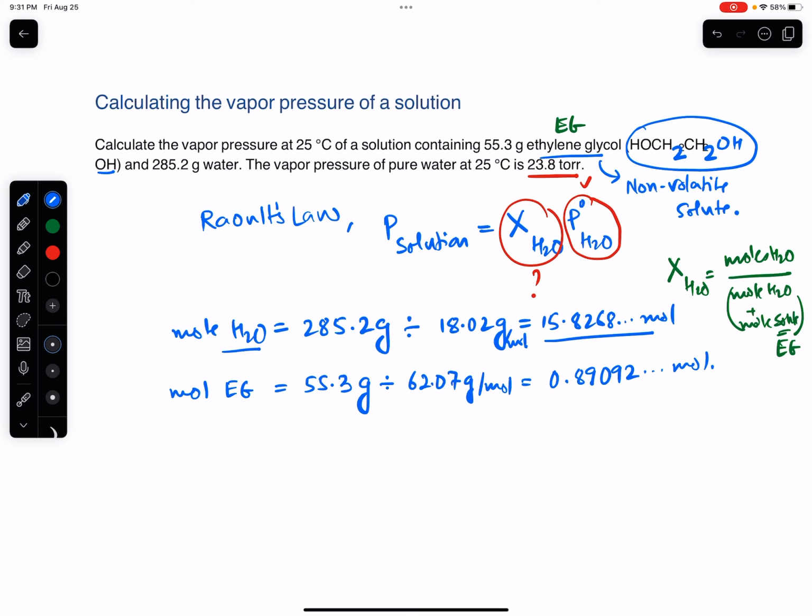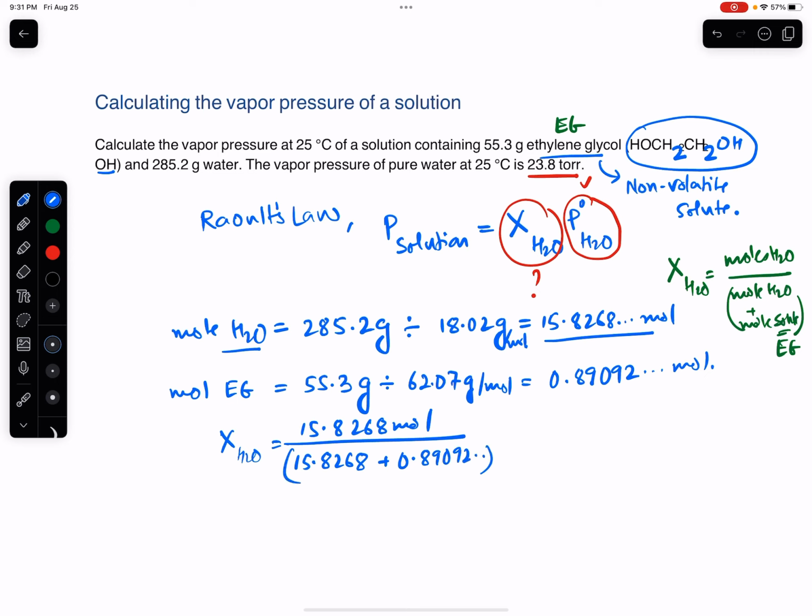All right, so now we have everything we need to plug into this formula to calculate the mole fraction of water. So let's go ahead and do that. So the mole fraction of water is equal to moles of water, which is 15.8268 moles, divided by the moles of water plus the moles of ethylene glycol, which is again 15.8268 plus 0.89092, in parentheses, moles. All right, so if we simplify all of this, we'll get 0.9467 and goes on. All right, so that is the mole fraction.